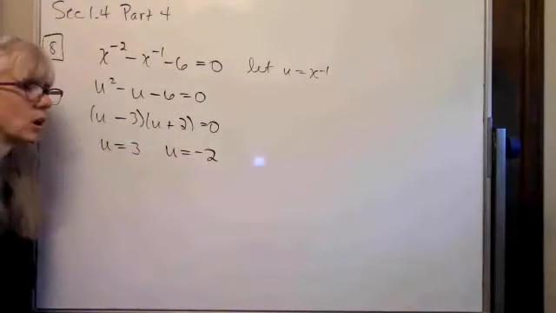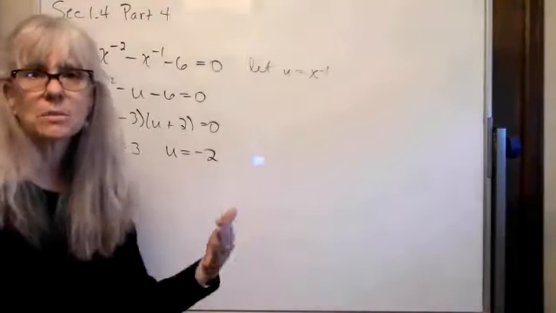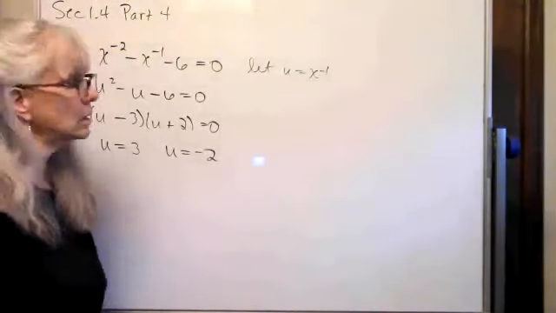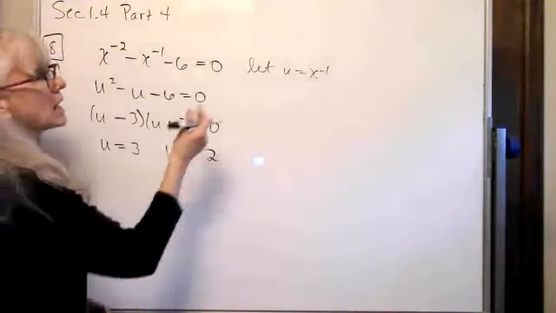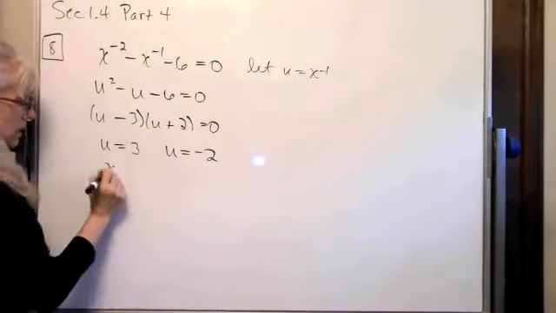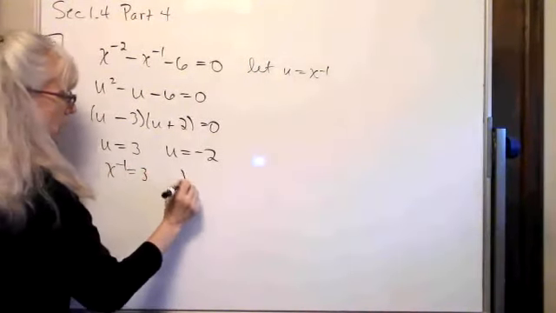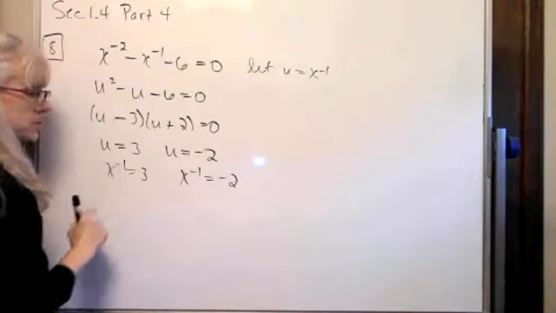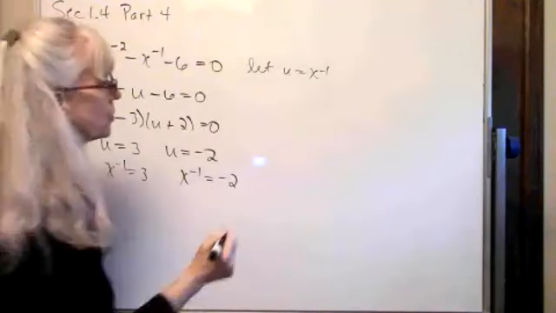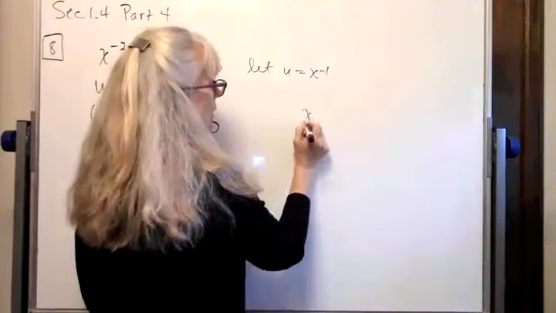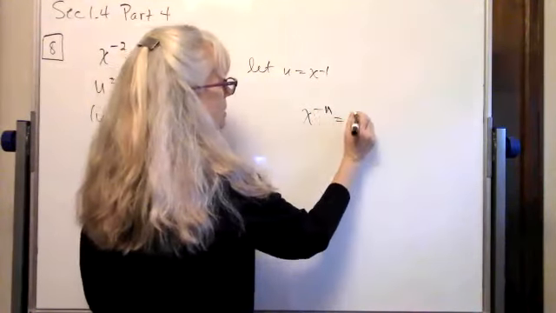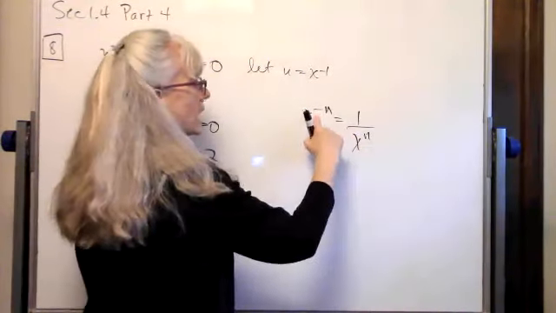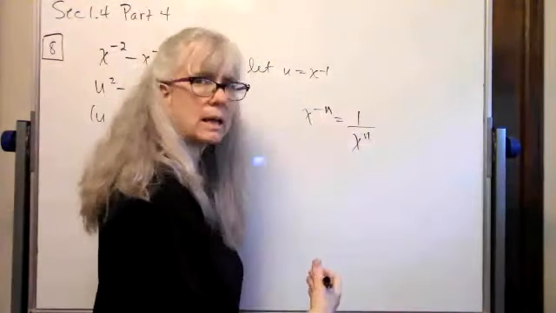So it should happen that once you've done that substitution, the next factoring step should be a fairly quick and painless one. We've solved it. Now we're going to unsubstitute. So we have x to the negative 1 is equal to 3. We have x to the negative 1 is equal to negative 2. Okay, so far so good. But what the heck does x to the negative 1 mean? So I'm going to remind you that x to the negative n power is the same thing as 1 over x to the n power. So that negative exponent means you move it to the denominator.